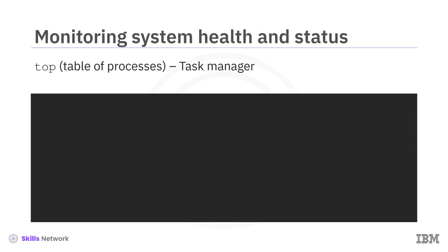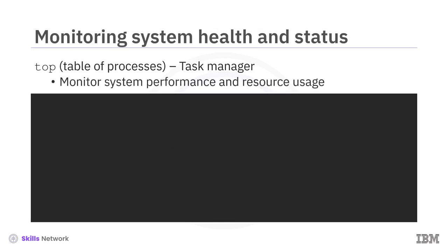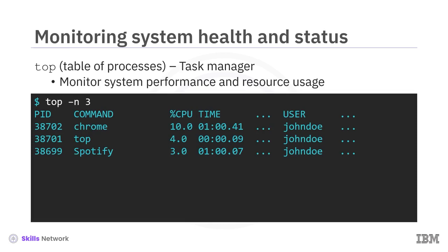The top or table of processes command acts as a task manager and will show a table of running processes and their resource usage. This command comes in handy when you need to monitor system performance or identify resource-heavy processes. Here we show a usage example with the -n option and the number 3 to display the top 3 running tasks: Chrome, top, and Spotify. By default, tasks are sorted by CPU usage. This is a simplified output of the top command for this video, but top provides many other details such as memory usage and the executable file location.